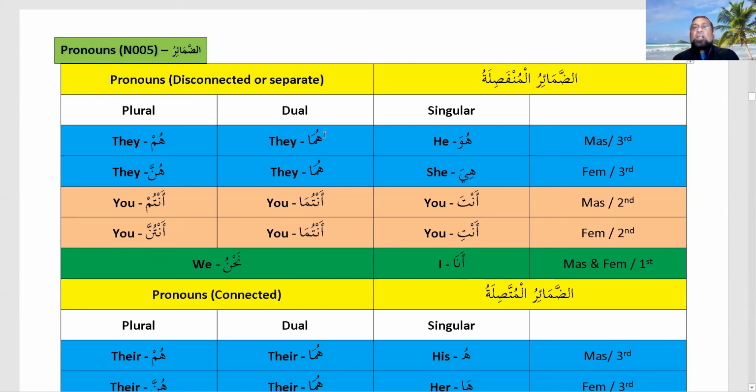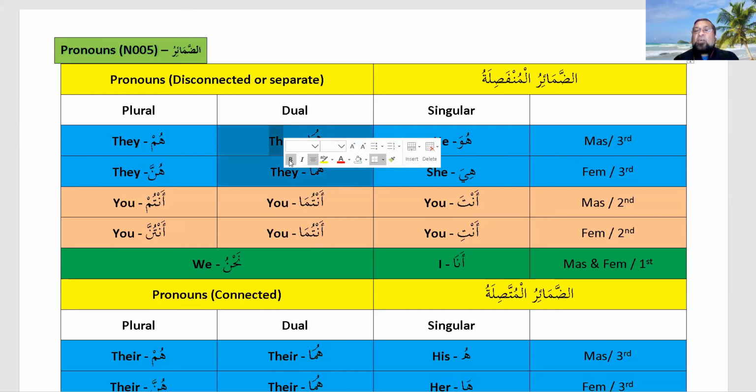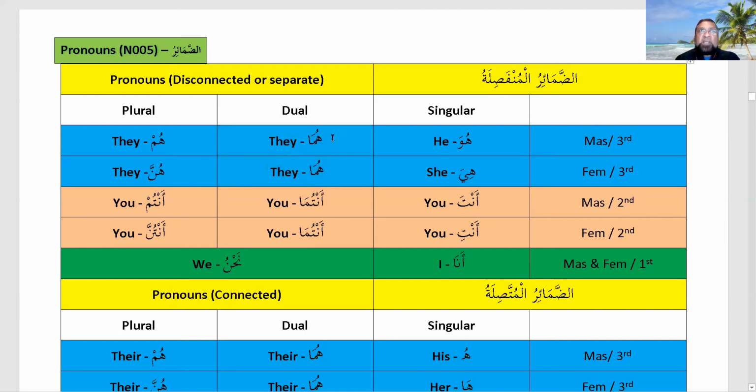Note that dual for masculine and feminine is the same in third person, huma and huma. So whether we're speaking about 2 males or 2 females, or a male and a female, we would use the pronoun huma. Anta, dual is antuma, plural is antum. Anti, dual is antuma, and plural is antunna. Antuma, antum, antunna mean you in English.